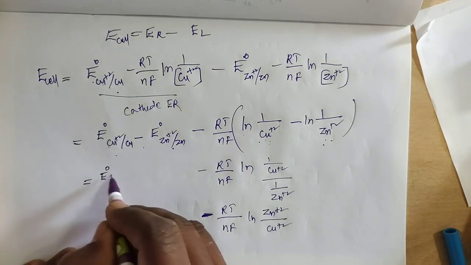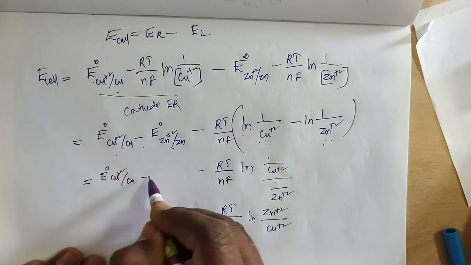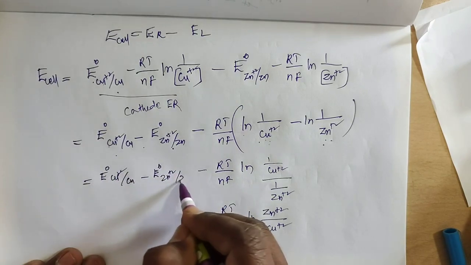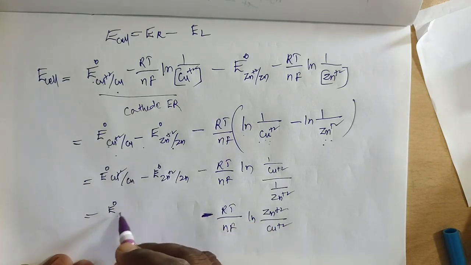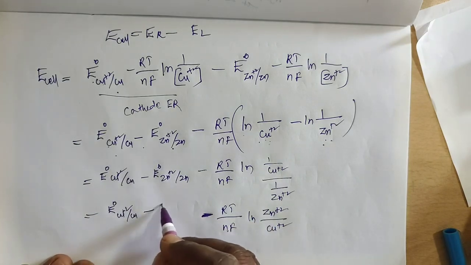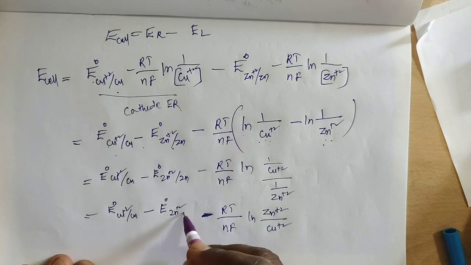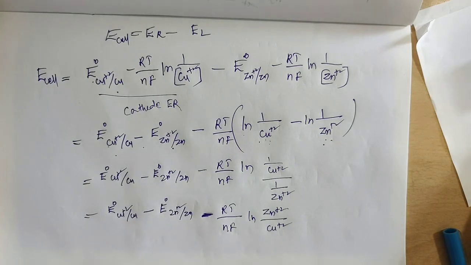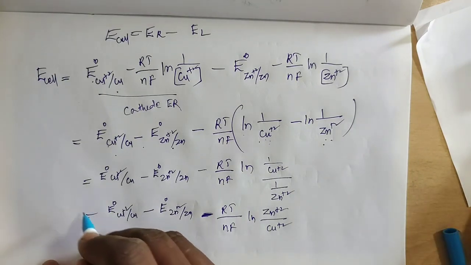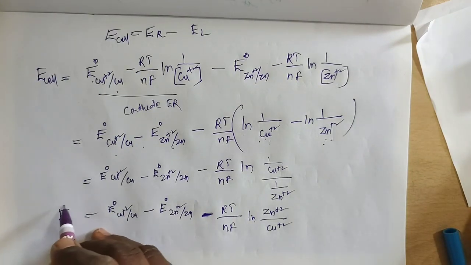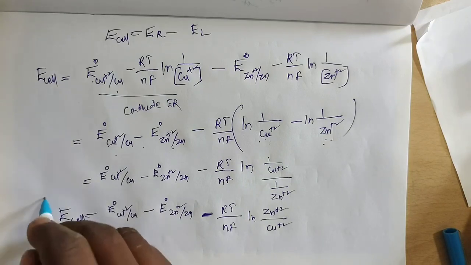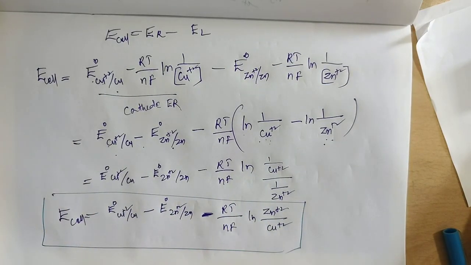That is equal to E0 Cu+2/Cu minus E0 Zn+2/Zn. Okay, so this is the next equation for the zinc and copper ions. And E cell depends on the concentration of both Cu+2 and Zn+2.